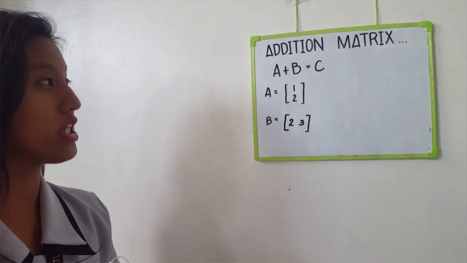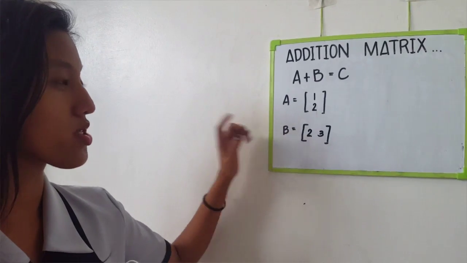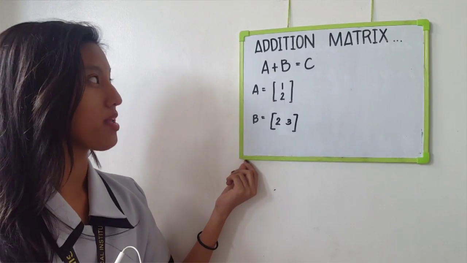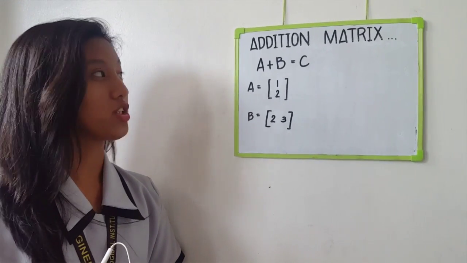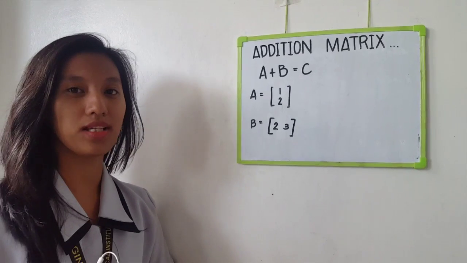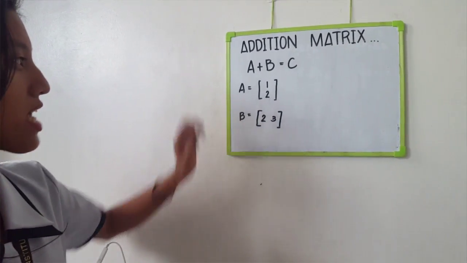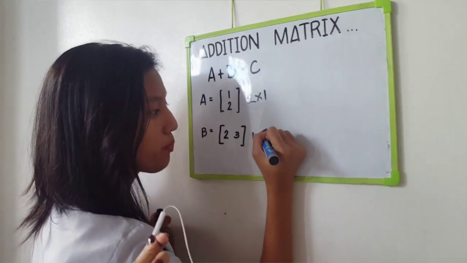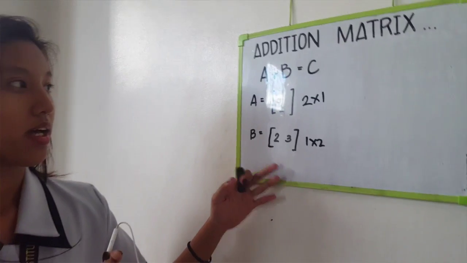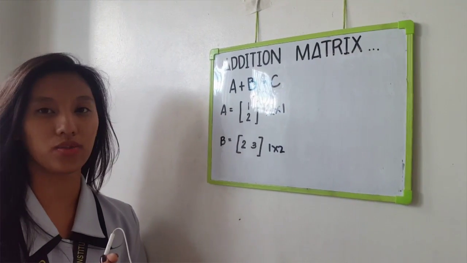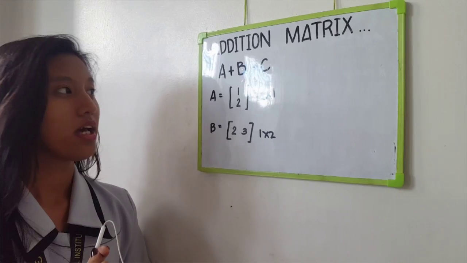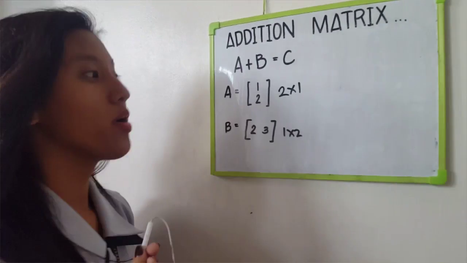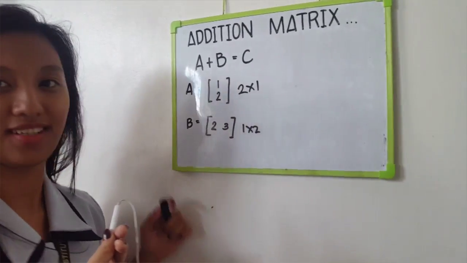Here's another example of addition of matrix. A is equal to 1, 2. B is equal to 2, 3. We were asked to find the value of C. As I have said a while ago, addition of matrix is simply adding two or more matrices with the same size. Here, the size of A is 2 by 1, and the size of B is 1 by 2. They have different sizes. That breaks the cardinal rule. The cardinal rule states that you cannot add two or more matrices if they have different sizes. So, we cannot find the value of C.